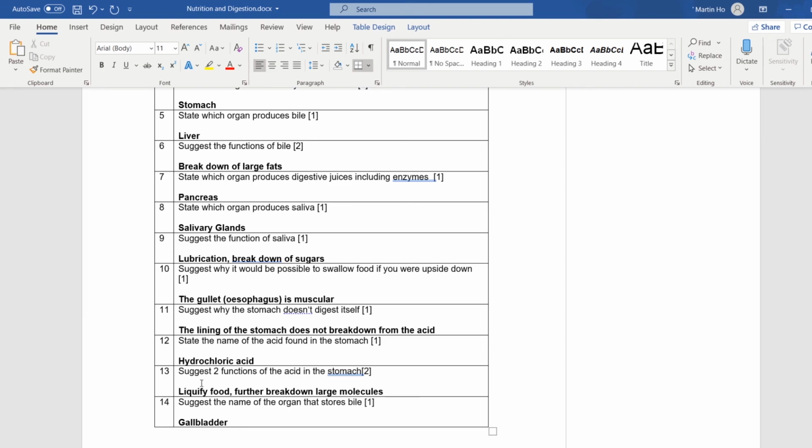13. Suggest 2 functions of the acid in the stomach. First and foremost, the acid is meant to liquefy your food. Secondly, it helps further break down large molecules so that your small intestine could properly absorb it into the blood. Lastly, suggest the name of the organ that stores bile. This is the gallbladder. Please take a moment to finish copying down the answers in this second knowledge check.